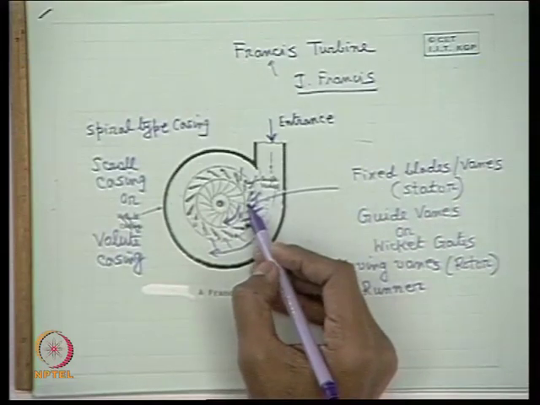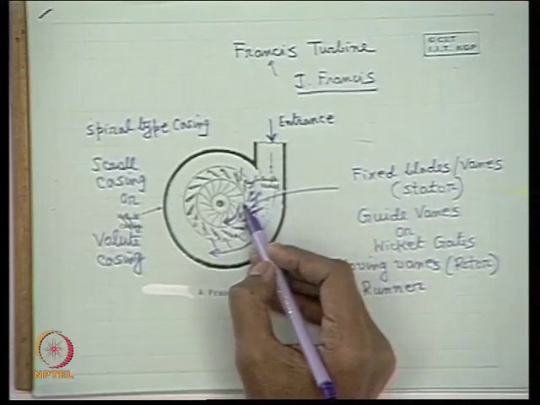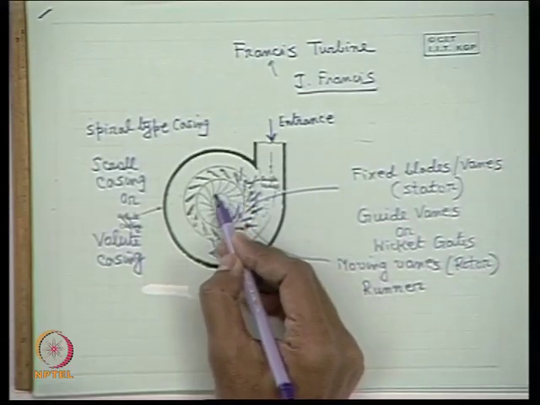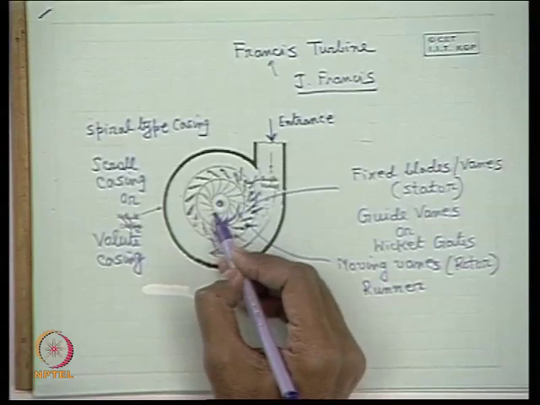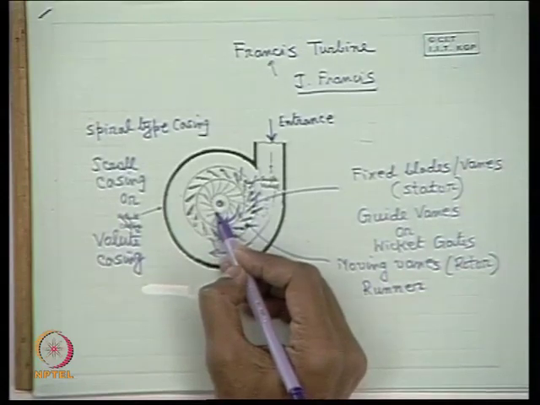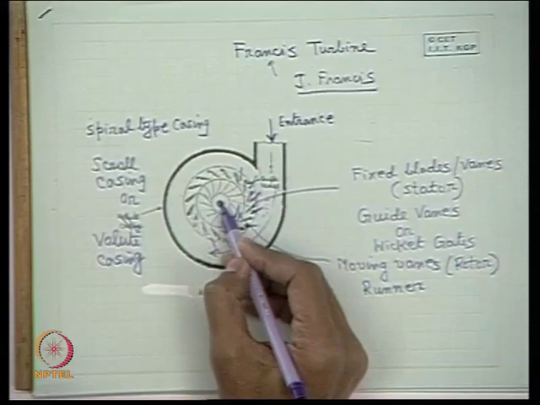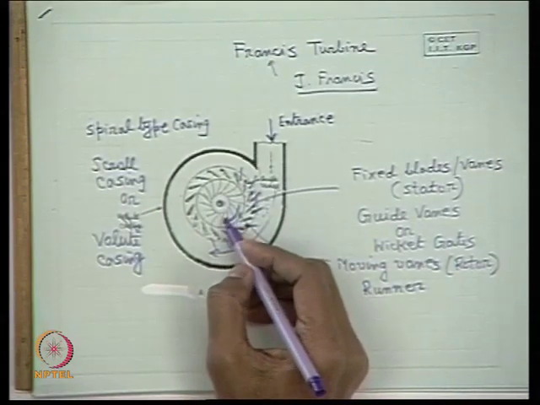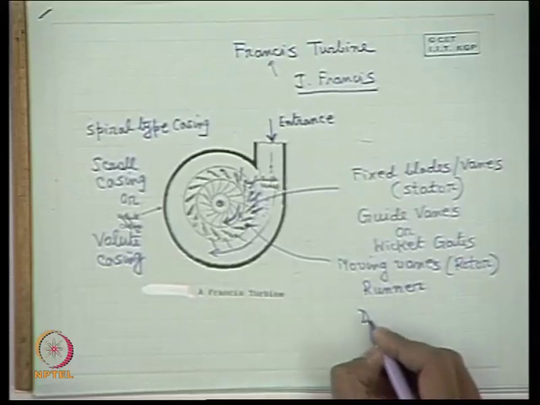Now let us see what happens after the guide vane. The fluid strikes the runner vane and flows through the passages formed by the runner vanes. The fluid is channelized like that. Then it ultimately flows out from the runner vane at a radial location nearer to the axis of rotation, and flows to another tube known as the draft tube.